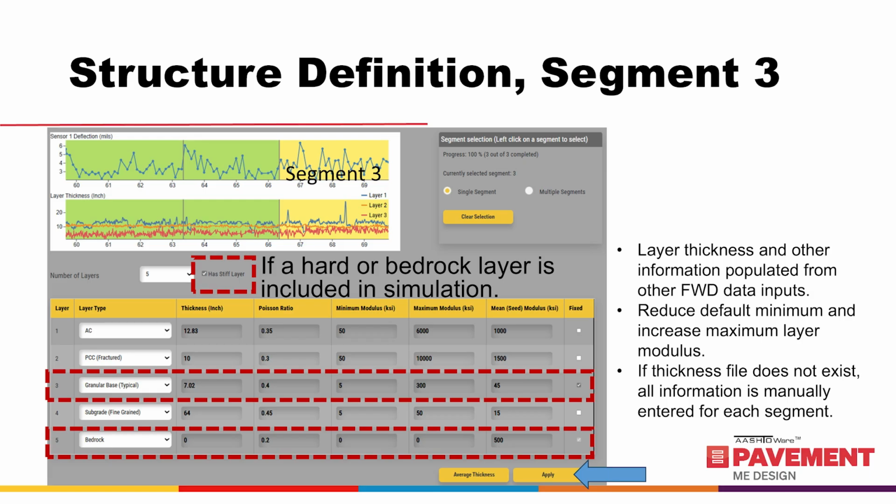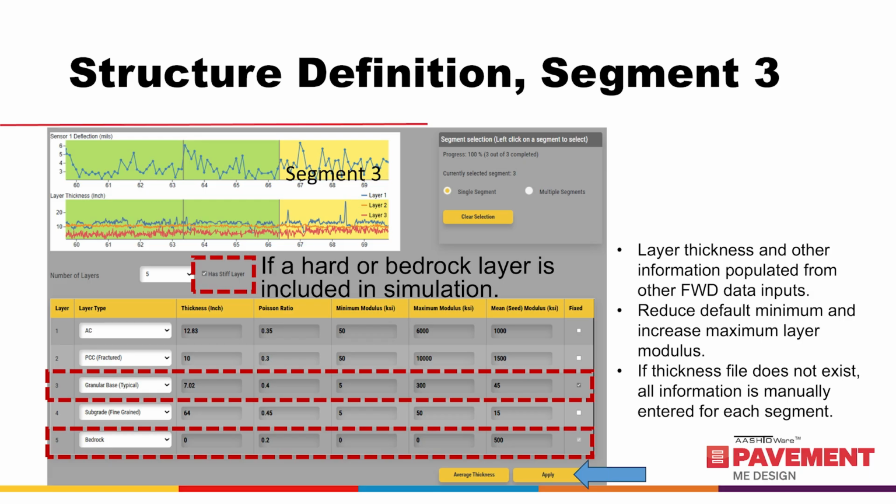When a stiff or bedrock layer is included in the structure, the thickness of that layer will show a 0 because it is the last layer. The last layer in the pavement structure is assumed to be infinity and 0 designates infinity. A thickness of 0 cannot be entered for any of the other layers. Just a reminder to check the Fix button for thin layers.